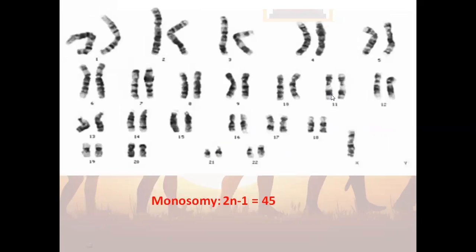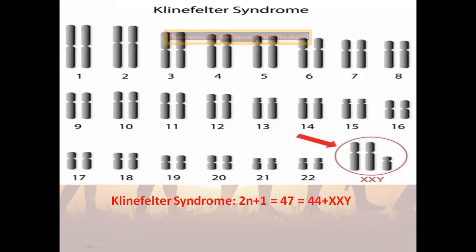So let's move now to the second karyotype. This karyotype shows the monosomy where 2n minus 1 equal 45. So 2n minus 1 equal 45, and then we have to add a comma to write this formula, and then the sex chromosomes: XY if it's a male, XX if it's a female, and so on. So you have to be familiar with this. Then we continue to Klinefelter syndrome, as we said before. Klinefelter syndrome is 2n plus 1 equal 47, equal 44 plus XXY.